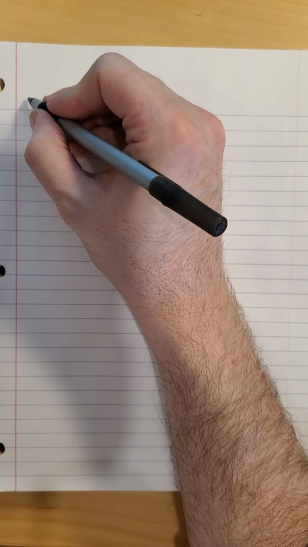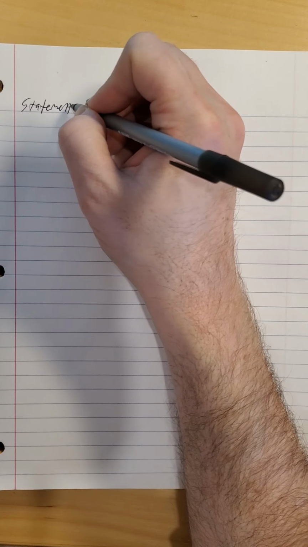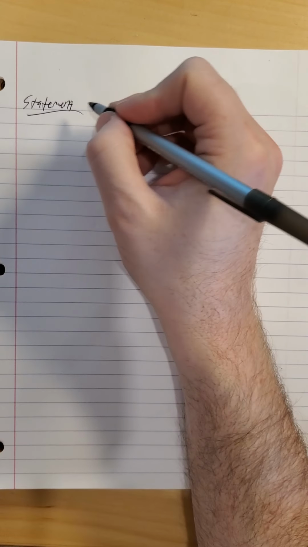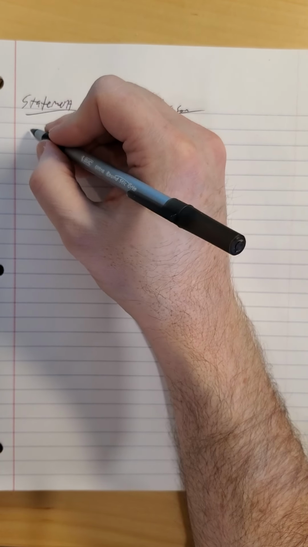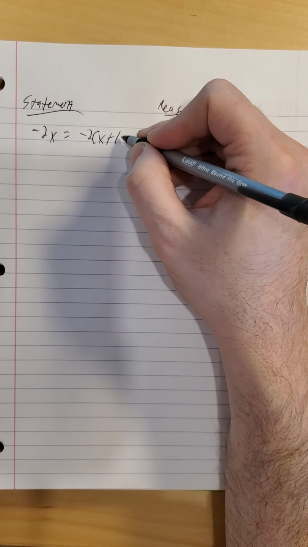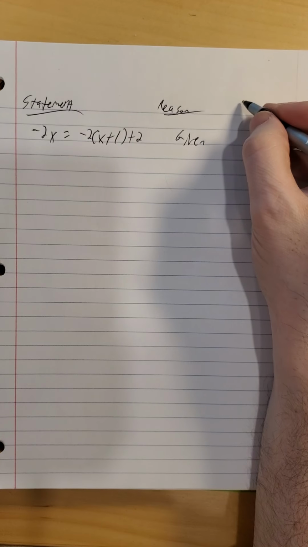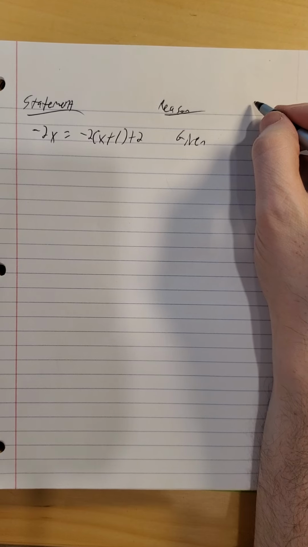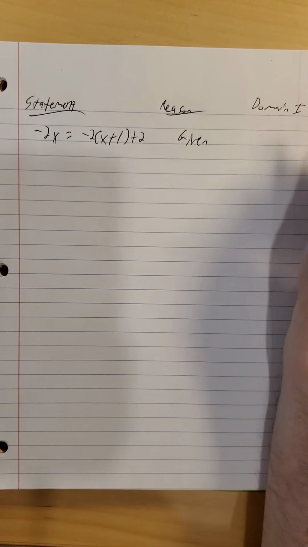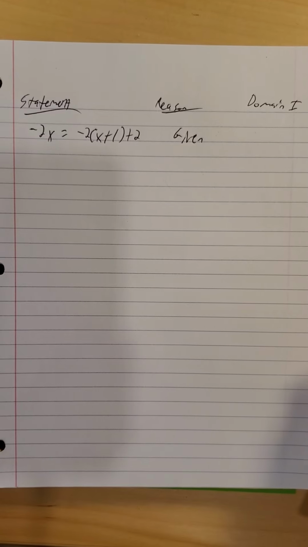All right, so next up, I'll have you all try out another statement and reason. So let's see, we'll do -2x is worth -2 by x plus 1, close it up, plus 2 as our given. Our domain is going to continue to be I. So go ahead and pause it, give that one a spin, unpause it when you're done.